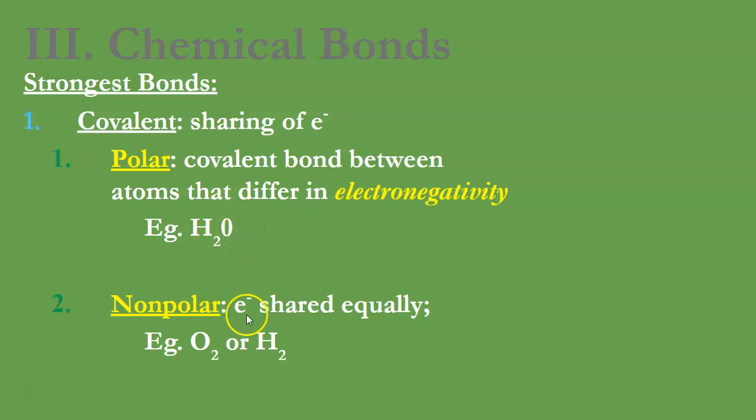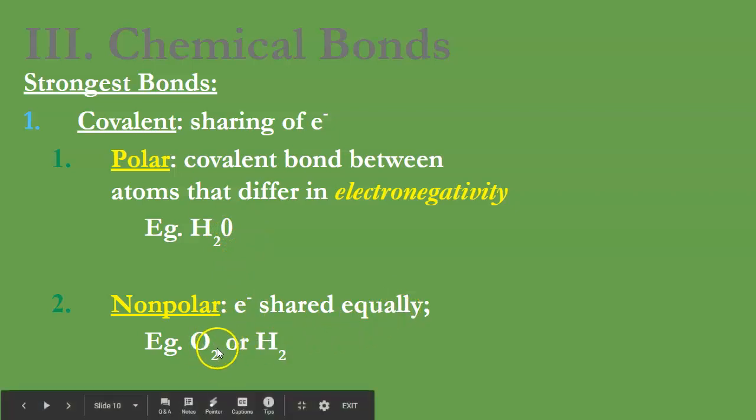Nonpolar means that they're totally equally shared. This happens all the time when you have diatomic compounds, for example, elements. So for example, oxygen, both oxygens have an equal pull on electrons. So that would be considered nonpolar.